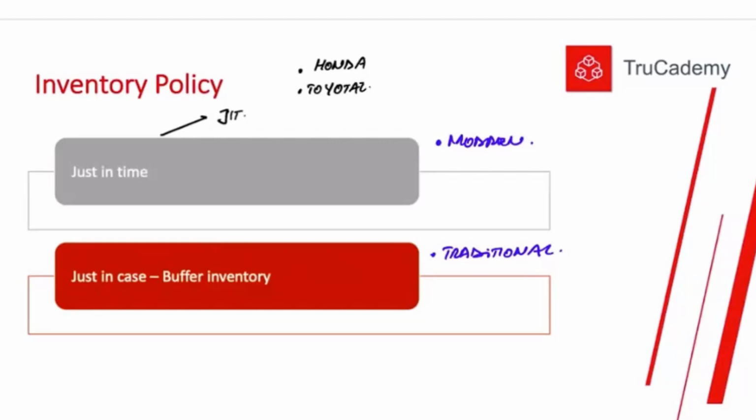If no customer places an order with Honda or Toyota for a car, and there is no planned production, they will not be buying any inventory at all. So just in time basically means that we will order inventory when we need it for our production, and we will not be holding any inventory. Just in case means that we will be buying lots of inventory and stocking it up, just in case our demand increases, just in case we need to produce more units, so we will always stock up our inventory. Clear with both inventory policies? Yes, sir. Okay.